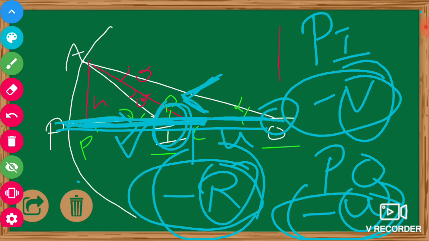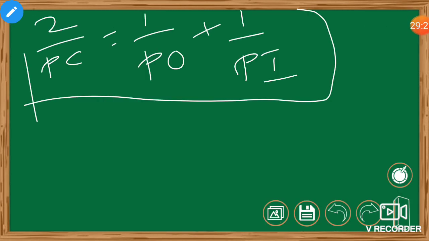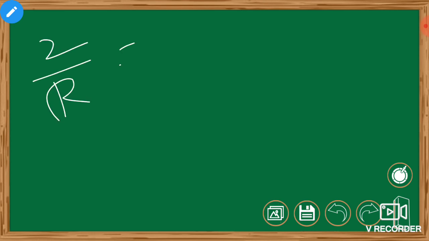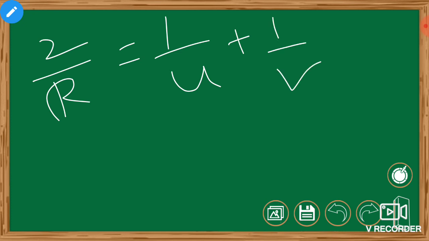So putting these values in the equation we obtained in equation 2, by PC we get minus r equal to 1 by PO, that is minus u, plus 1 by minus v. Finally, the minus sign on both sides gets cancelled, and we get the equation 2 by r equals 1 by u plus 1 by v.